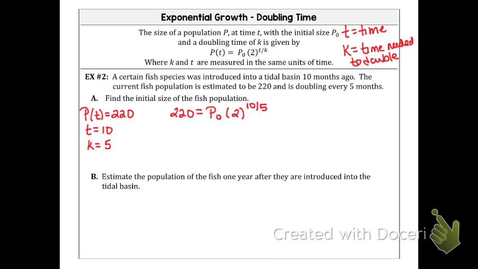And so, we could take this 220 equals P sub 0 times 2 to the 2. Just 220 equals P sub 0 times 4, divided by the 4. And we find P sub 0, which is our initial population, the initial size of that fish population. And so we do the 220 divided by 4. And we get 55 fish.